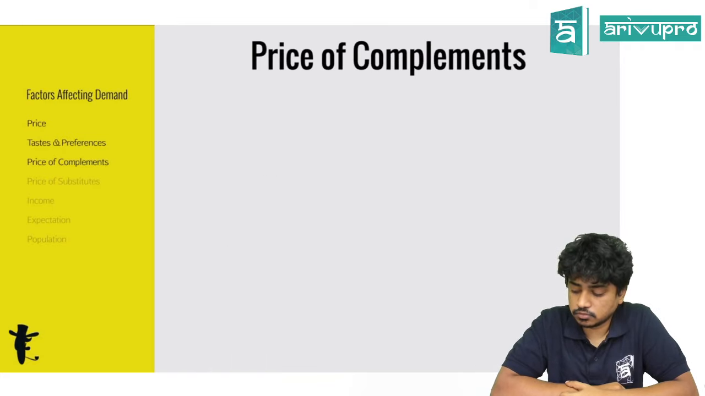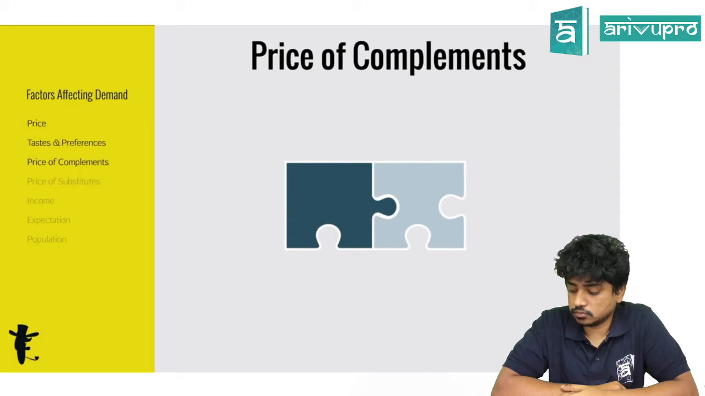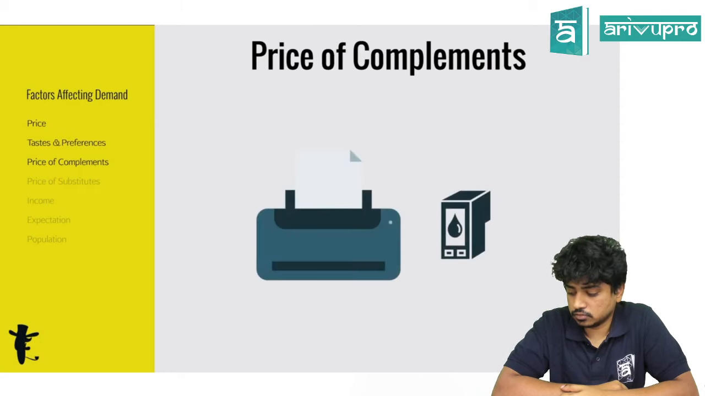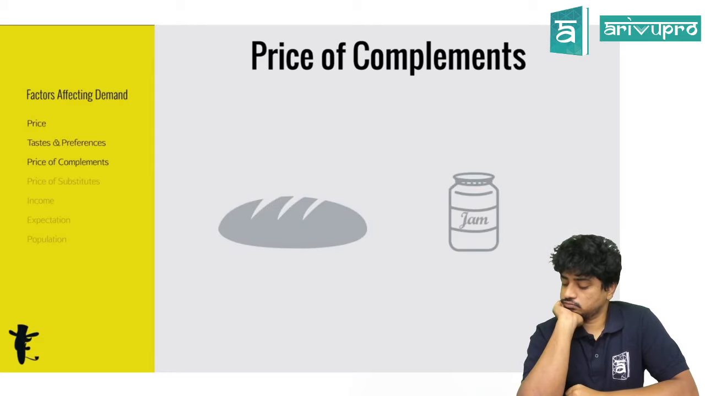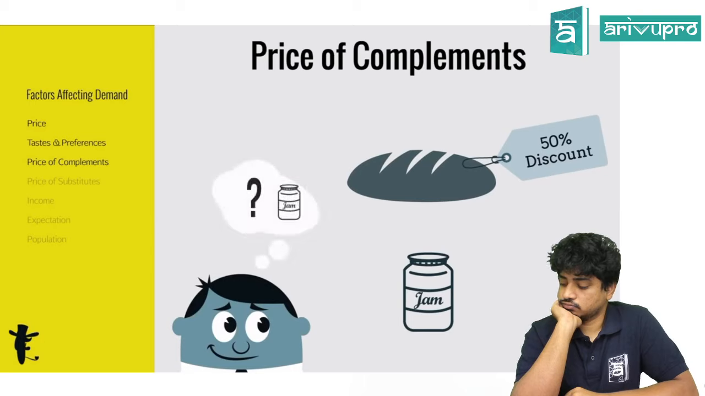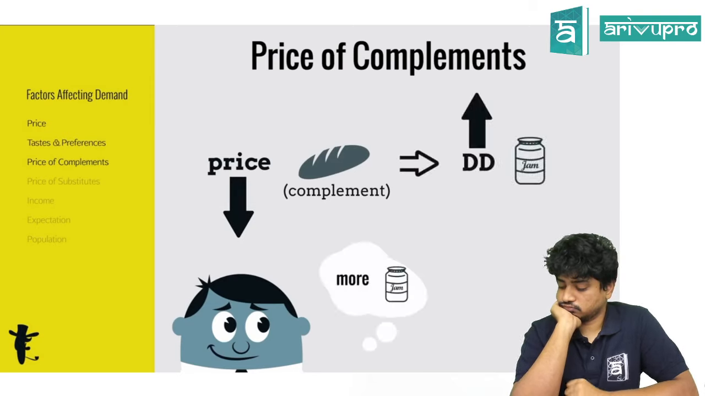Price of complements. We say goods are complements of each other when they are normally bought together. For example, printer and ink cartridges, or bread and jam. If bread gets cheaper, what happens to our demand for jam? Well, bread gets cheaper, we buy more bread, so we'll buy more jam.